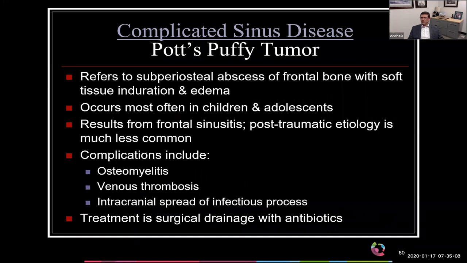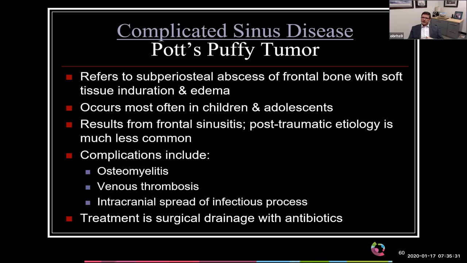Next, we'll talk about Pott's puffy tumor, which is very common in the pediatric and adolescent population. And this is where you get a subperiosteal abscess of the frontal bone. So patients present with prefrontal soft tissue induration and edema. So the Pott's puffy tumor is what the clinicians see. They see the swelling over the forehead, and then we do the imaging to look for the underlying cause.